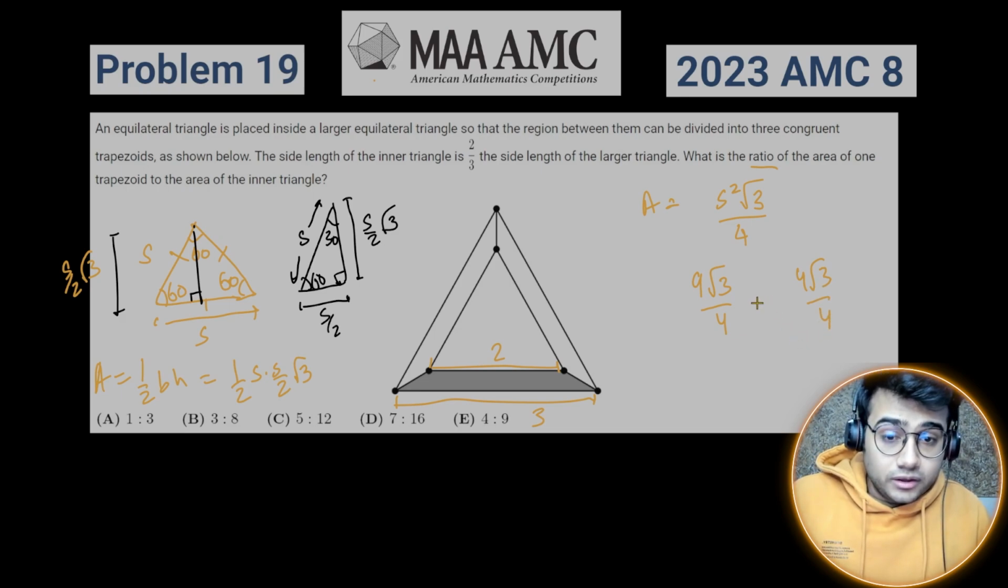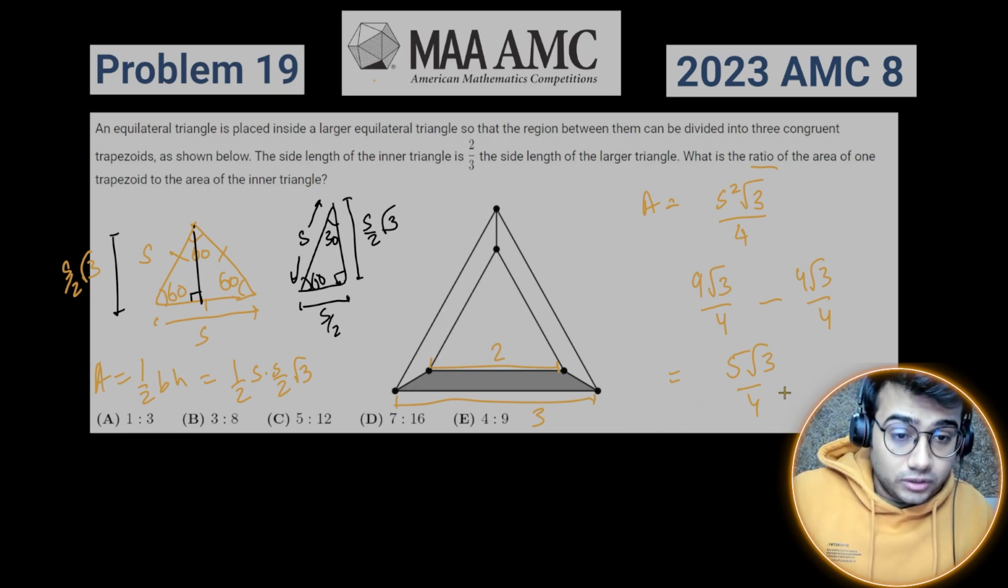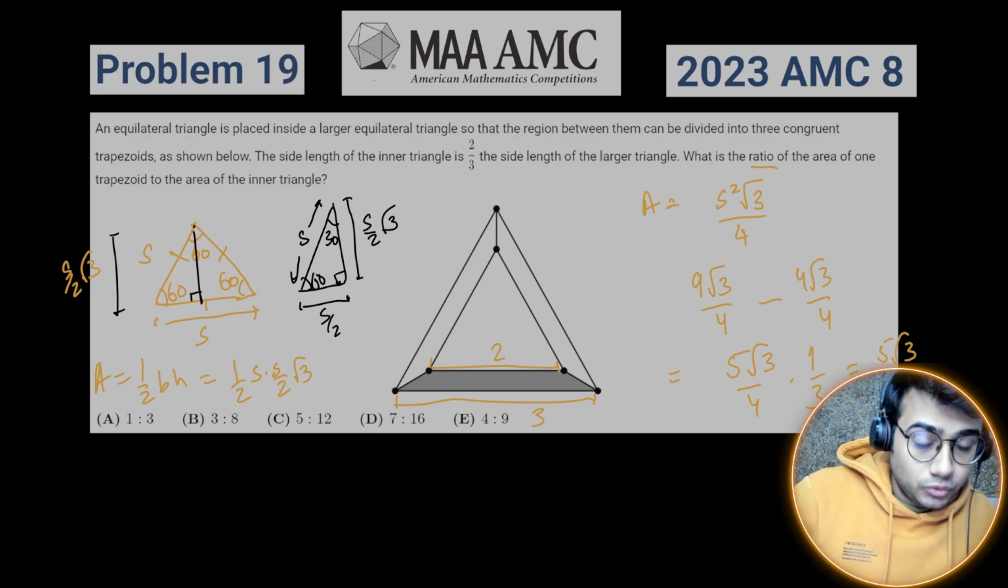So that's going to be 4 square root of 3 over 4. Now, we need to subtract them. So let's subtract them, and what do we get? We end up having 5 square root of 3 over 4. And then when we divide that into 3 parts, so we'll just divide that by 3, and we end up getting 5 square root of 3 over 12. That's the area of one trapezoid.